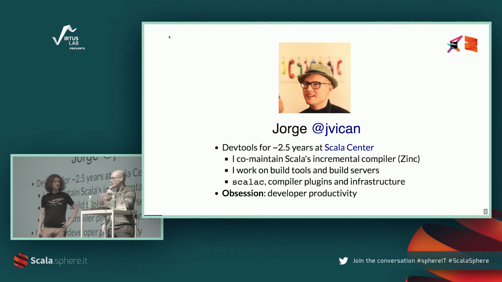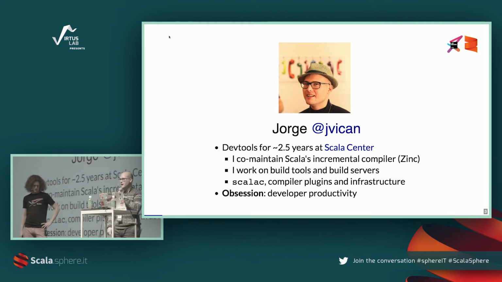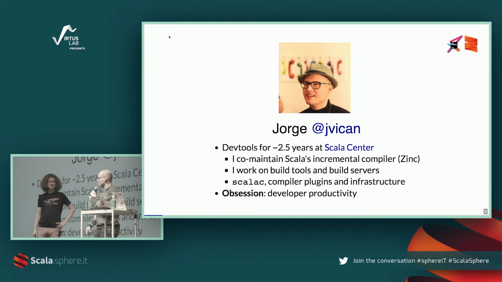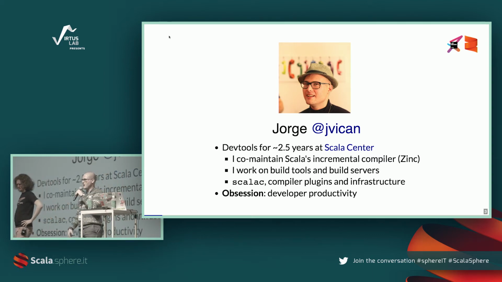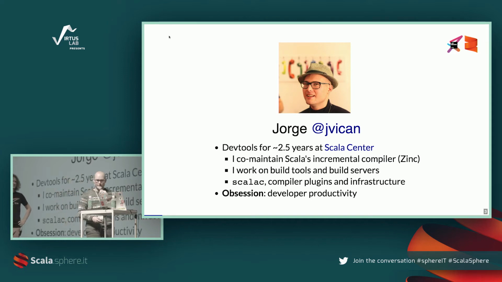So I'm Jorge. I work at the Scala Center. I'm a DevTools engineer for the last 2.5 years. I co-maintain Scala's incremental compiler, which is also called Zinc. I work on build tools and build servers. Our last creation has been Bloop. And I also hack from time to time on ScalaSphere, compiler plugins, and infrastructure in general. I have to admit that my obsession is developer productivity. Some of you already know that, but I just want to emphasize it. It's more positive than I am.